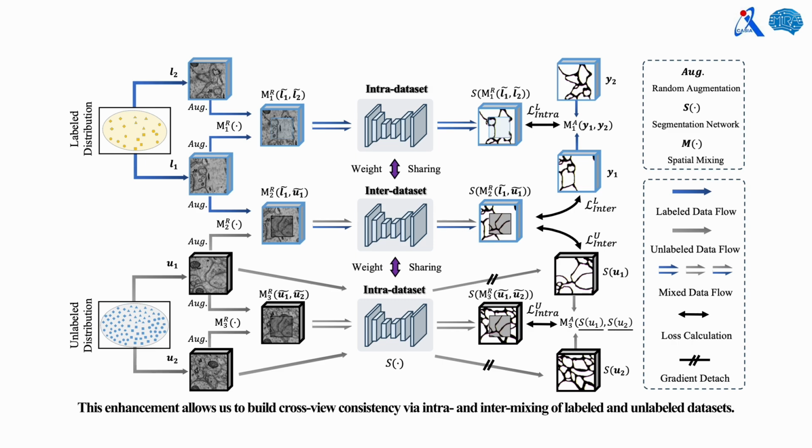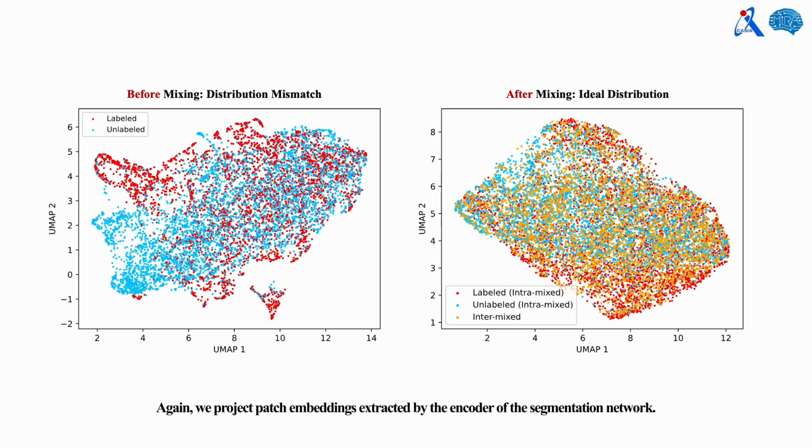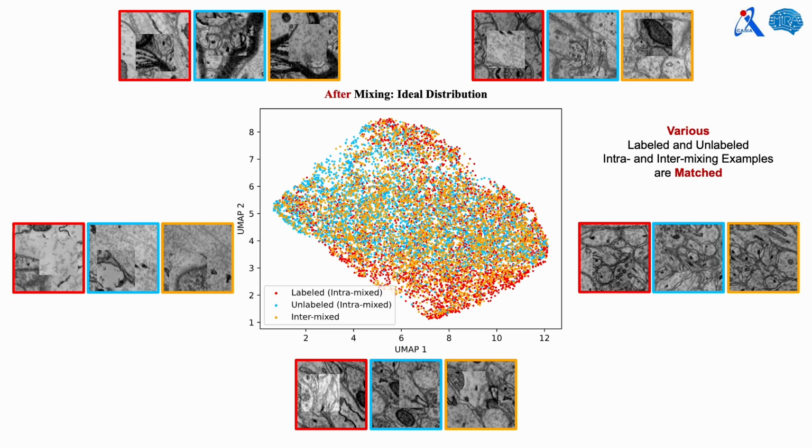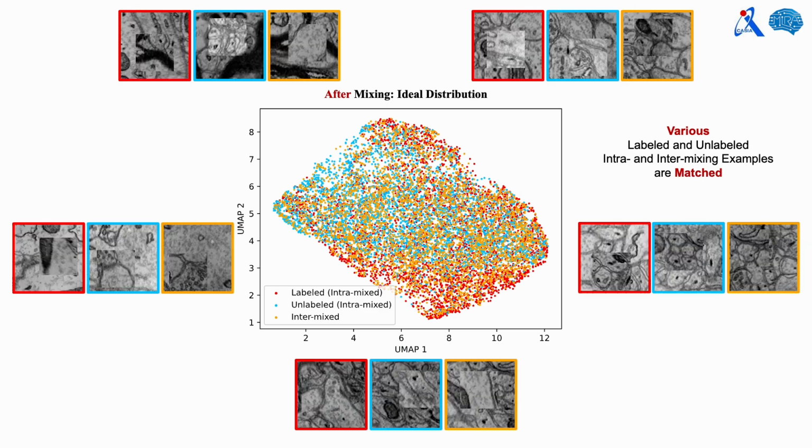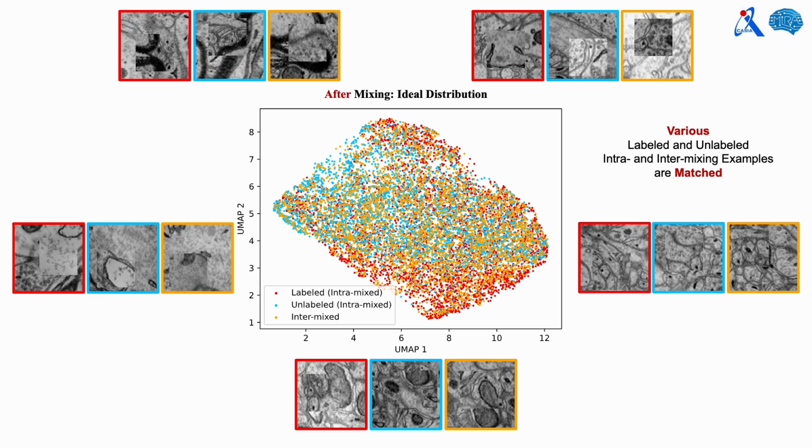This enhancement allows us to build cross-view consistency via intra- and inter-mixing of labeled and unlabeled datasets. Again, we project patch embeddings extracted by the encoder of the segmentation network. The mixing strategy effectively bridges the distribution gap between datasets, encouraging the segmentation network to learn shared semantics.